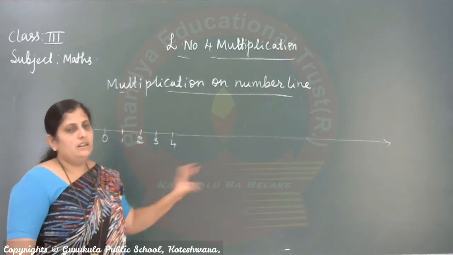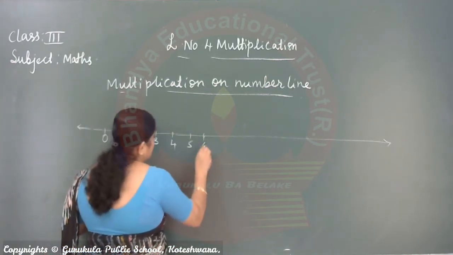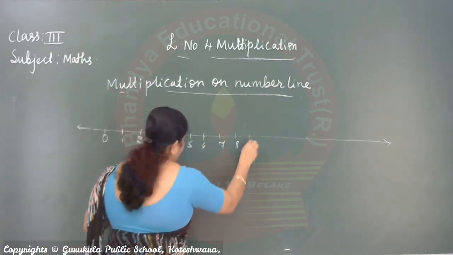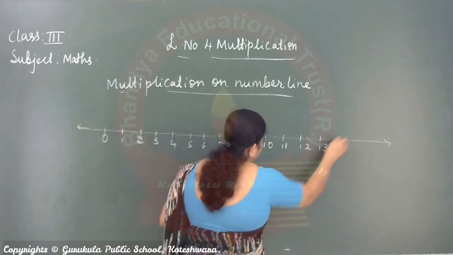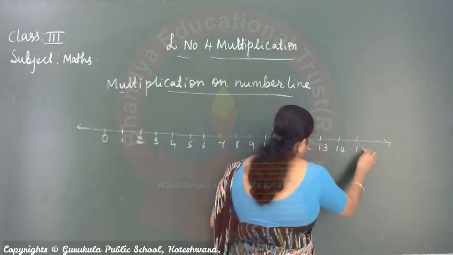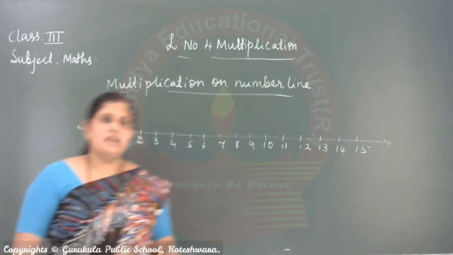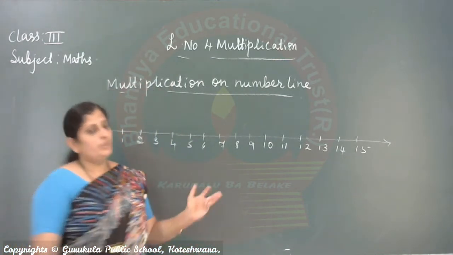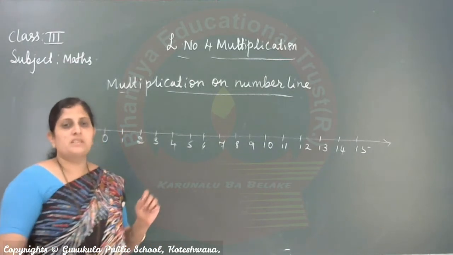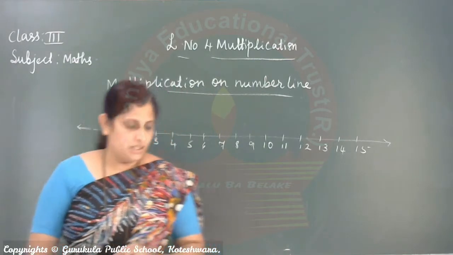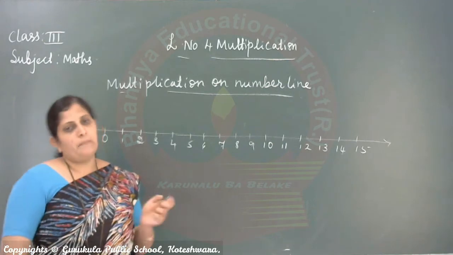So 1, 2, 3, 4, 5, 6, 7, 8, 9, 10, 11, 12, 13, 14, 15. I have written numbers till 15. If you want 20, you can write 20. If you want 30, you can write 30 also, not a problem. Okay? But always you have to start from 0. Now, we can represent multiplication on a number line.